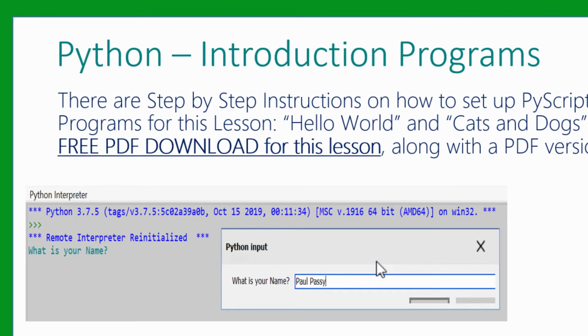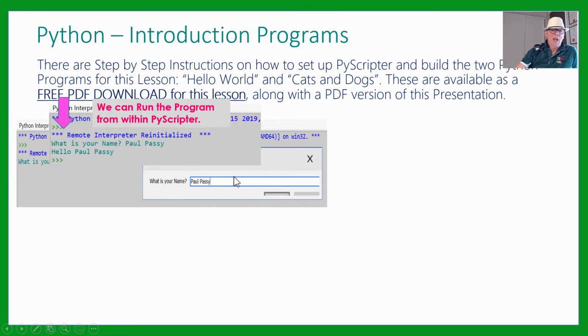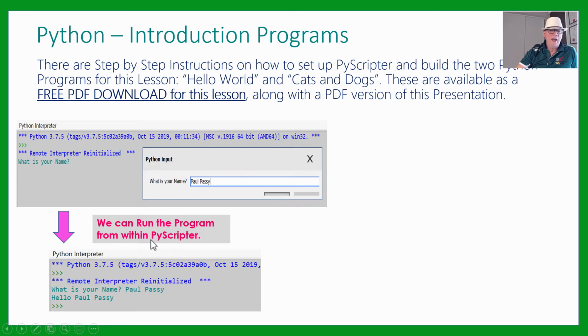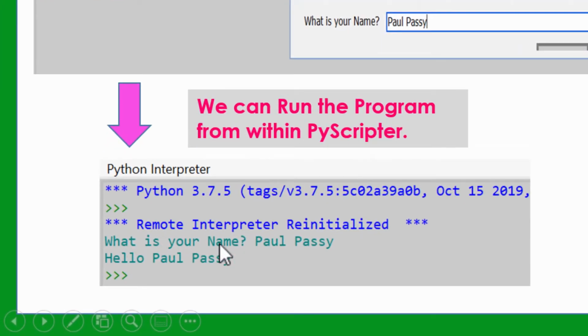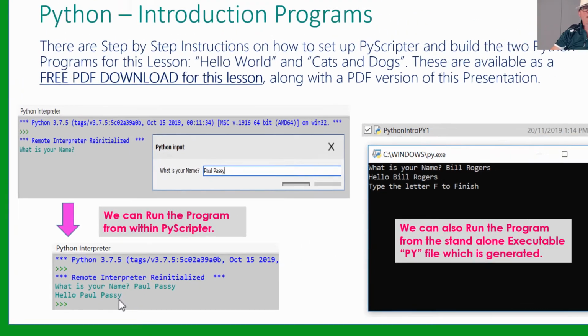So the idea of this Hello World program is that a little box is going to come up with Python input and you'll be able to type your name in, like Paul Passy here. And then down the bottom of the screen when you run it in PyScripter, it'll have the 'what is your name', it'll have Paul Passy where we typed it in, and it's just going to say, hello, Paul Passy. So this is the classic Hello World type program.